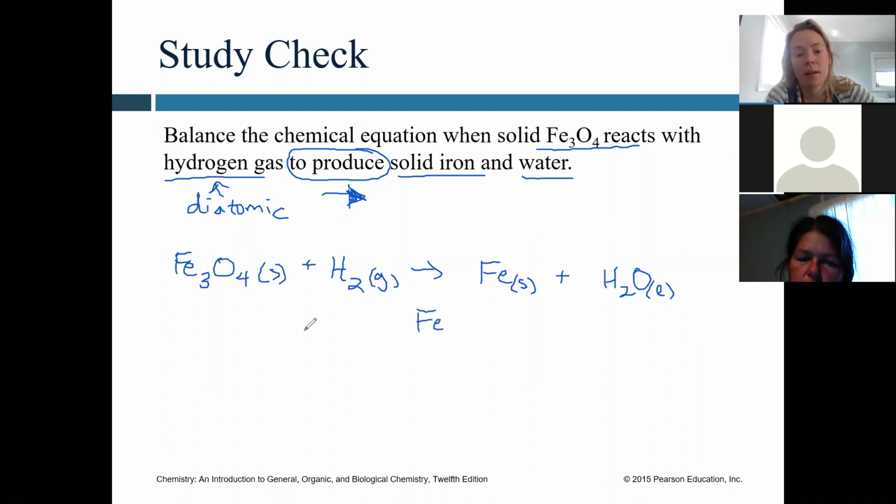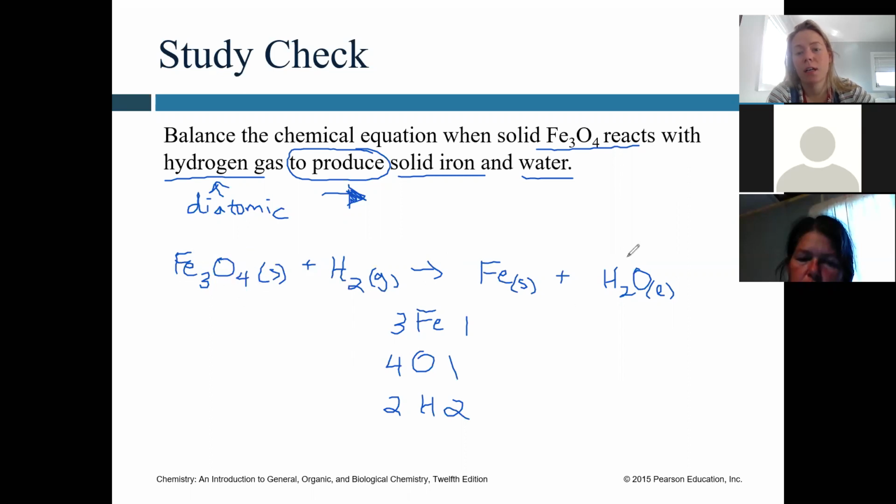So what do we have? We have iron, we have oxygen, and we have hydrogen. I have 3 irons to start with and 1 iron to end with. I have 4 oxygens to start with and 1 oxygen ending, and I have 2 hydrogens over here and 2 hydrogens over here. We could balance the iron, but the iron's by itself, so I want to leave that to the end. I'm going to do the oxygen first.